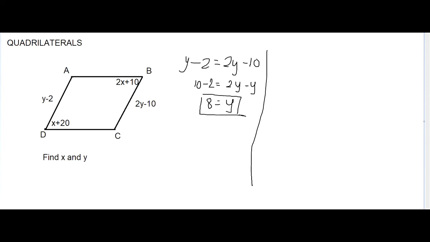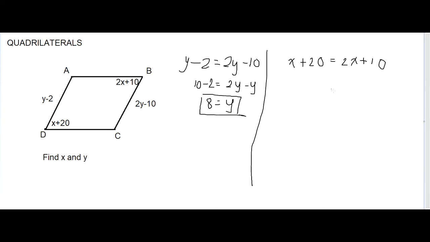So instead of equals to 180 degrees, itong dalawang to equals lang sa isa't isa. So you have x plus 20 is equal to 2x plus 10. Yan lang sila kasi opposite angle sila. Hindi na sila equal to 180 degrees because they are not consecutive. They are opposite. Pag opposite, equal siya sa isa't isa. Pag consecutive, supplementary siya or 180 degrees.